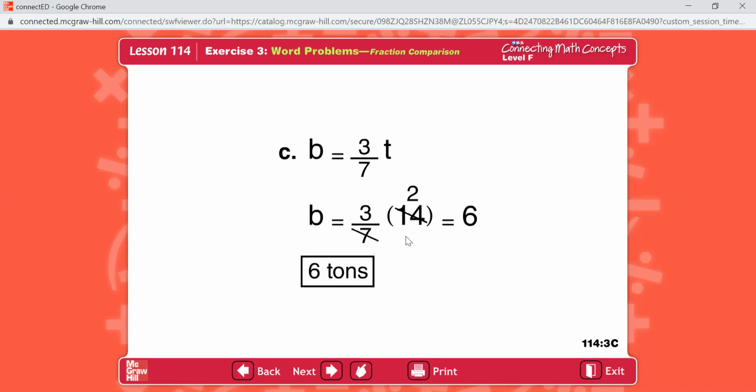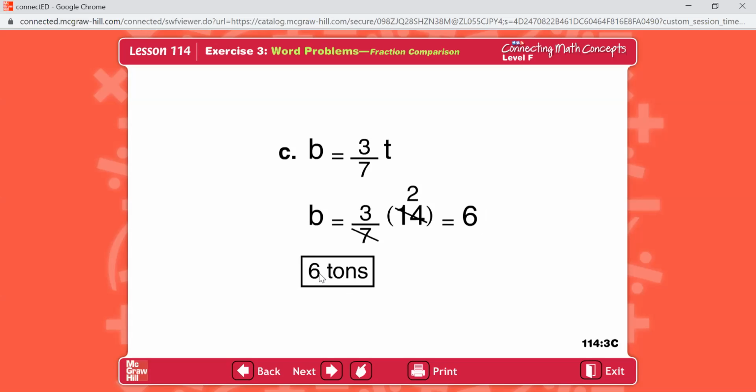You should replace 14 for t, reduce 14 and 7. They can be divided by 7, giving you 2, and replace a 14. 3 times 2 is 6. B equals 6 tons.